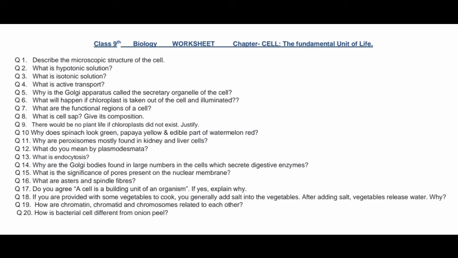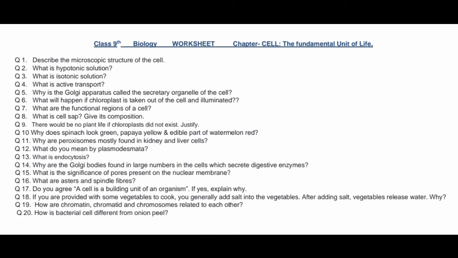Now our next question is question number 14. Why are Golgi bodies found in large number in the cell which secrete digestive enzymes? The main function of Golgi bodies is to release protein or enzyme by vesicles. No other organelle has this property, therefore these are largely present in secreting cells.